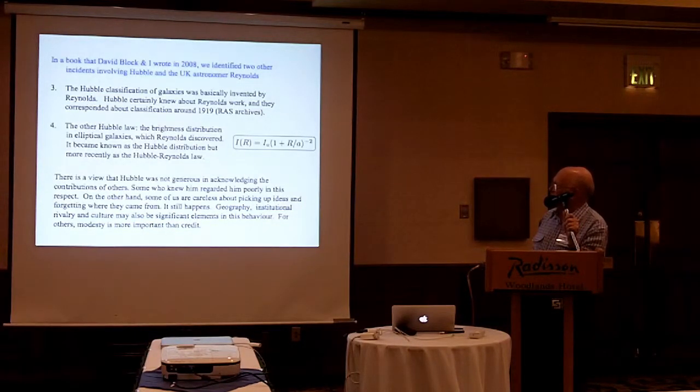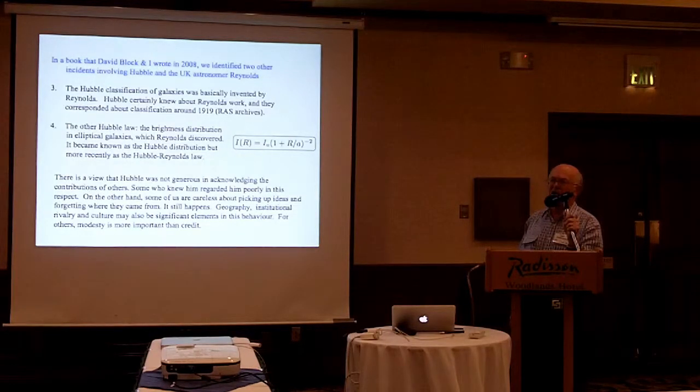In the book that Owen mentioned that David Block and I wrote a few years ago, we identified two other incidents involving Hubble and the UK astronomer Reynolds. Reynolds was an interesting character. He was a so-called amateur, but in fact he was no more amateur than most of the astronomers in this room. He was a very professional operator. He knew a huge amount of astronomy, had a lot of money. He was an industrialist, and he had a lot of measuring equipment for analysing photographic plates.